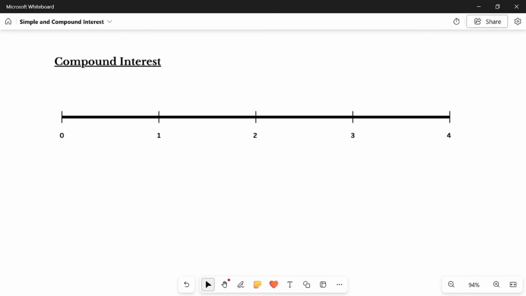For the compound interest, we are still going to use the same analogy, where we had our principal of £1,000, then we had our rate of 20% and a period of 4 years.